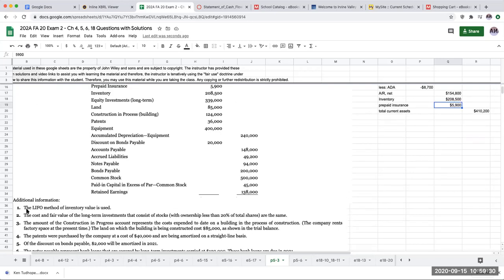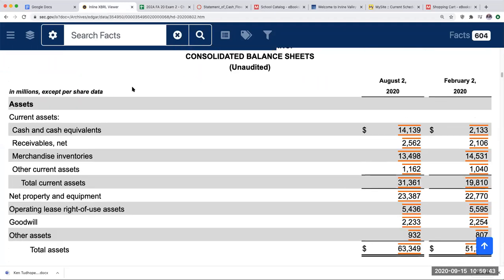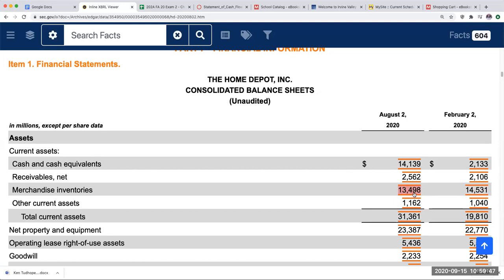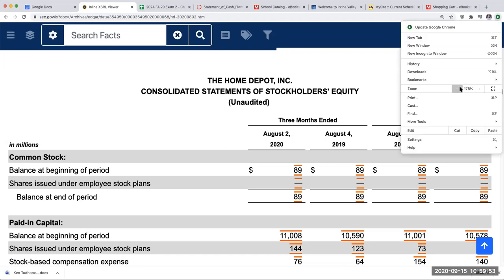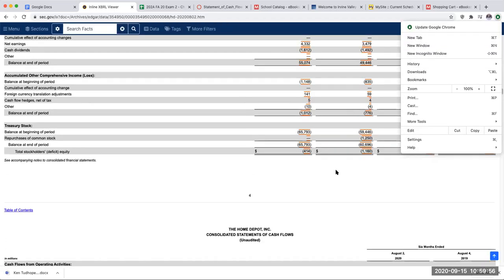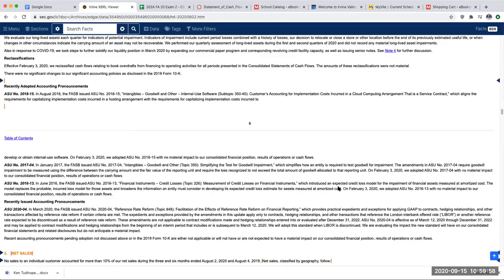So when it comes over here and it talks about that the LIFO inventory method is used, that would be something that we would be talking about in the footnotes to the financial statements. Let's take a look over here and see if we can find one. So we've got merchandise inventories for the Home Depot of 13.4 billion. And let's take a look at how this looks in the financial statement footnotes.